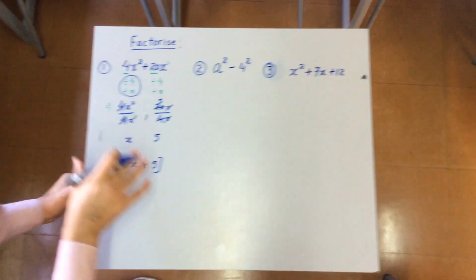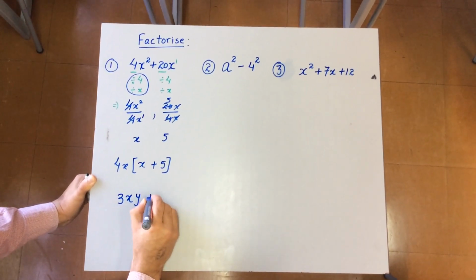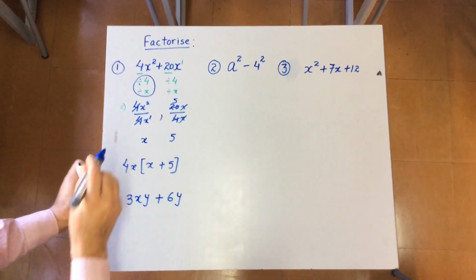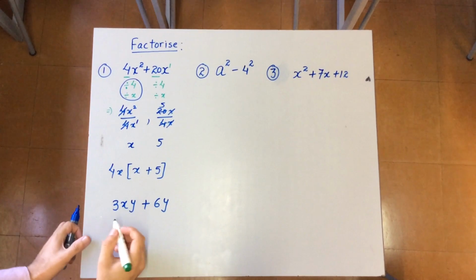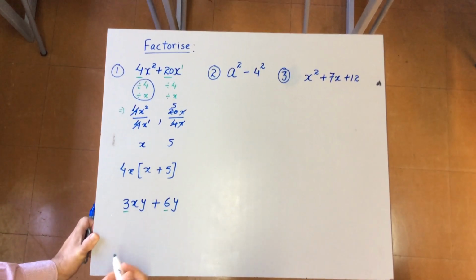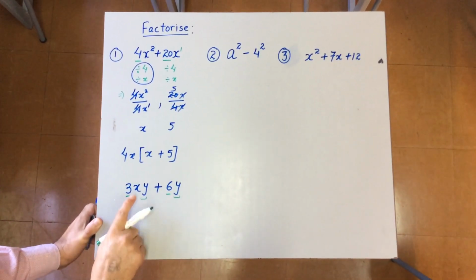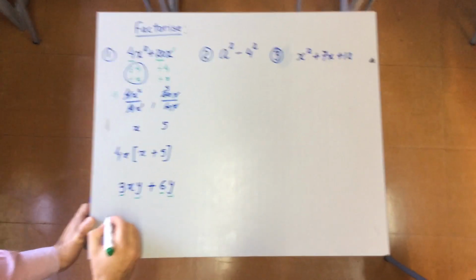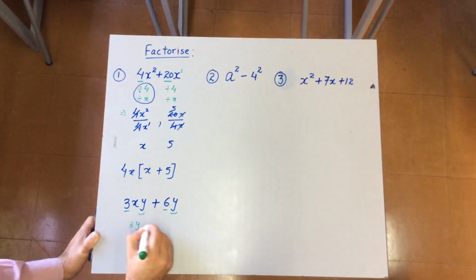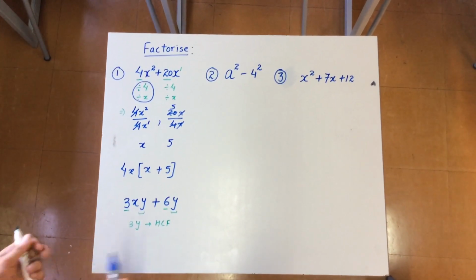Let's take another example in the same category: 3xy plus 6y. Do you think anything is common which can divide both? 3, because 6 also is divisible by 3. How about y? Y is also the same in both, but x is not the same. So we will divide by 3y. So 3y is the highest common factor, and we will divide by 3y.